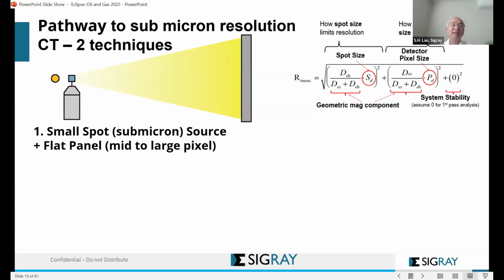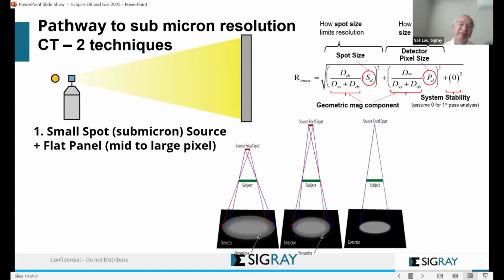Then secondly, if you have a very small spot size tube, your detector, your flat panel, does not need to have a very small spot size. It can be maybe 50 microns or 30 microns, and that is fine. You still will be able to reach submicron. Okay. And why is the spot size important?